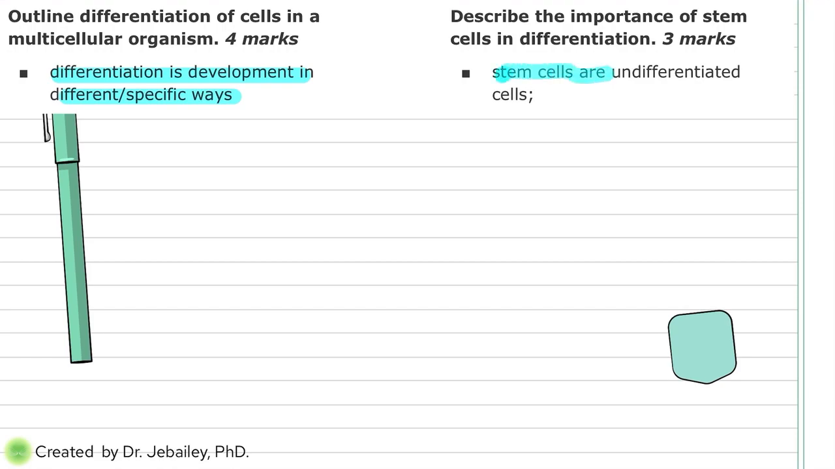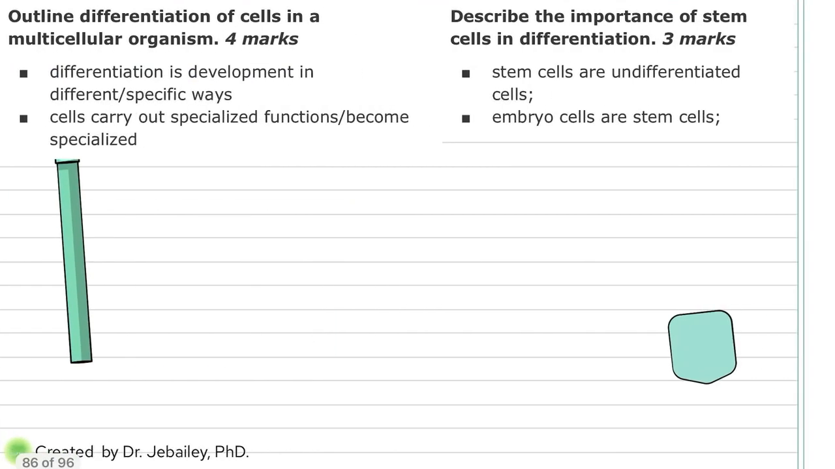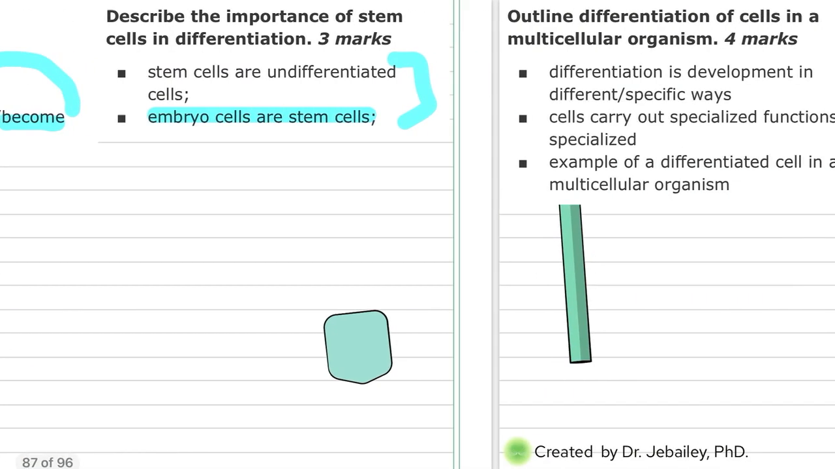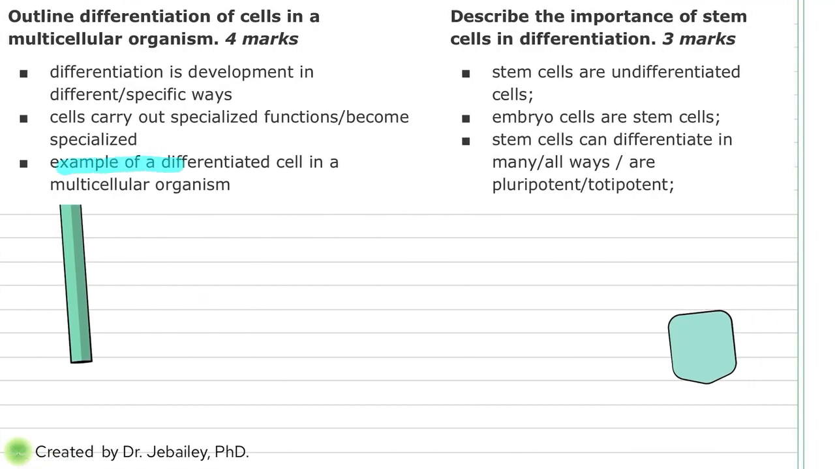Now, here it says stem cells are undifferentiated cells. It's true. Stem cells have not been differentiated, but they can differentiate into anything. Next, cells carry out specialized functions. They become specialized. That's when they are differentiated. Embryo cells are stem cells. So far here, we're just describing what stem cells are. And this one, we're actually explaining the differentiation. Third, an example of a differentiated cell in a multicellular organism. Example: heart cell, lung cell, bone cell. Here, stem cells can differentiate in many ways.